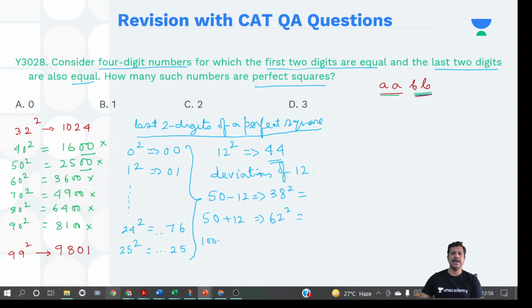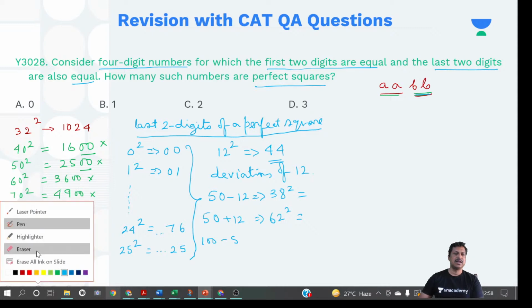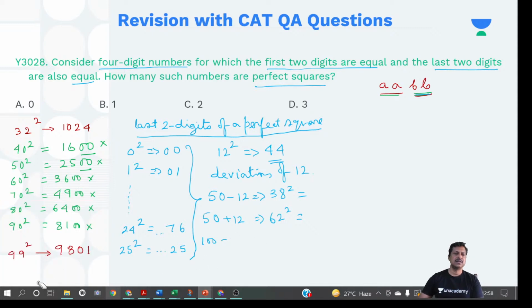And 100 minus 12, 88 square, right? These are the three numbers I need to find, because there will be no such number whose square will give you the last two digits the same, because your question says the last two digits have to be the same. So 38 square, if you solve, it will give you 1444.